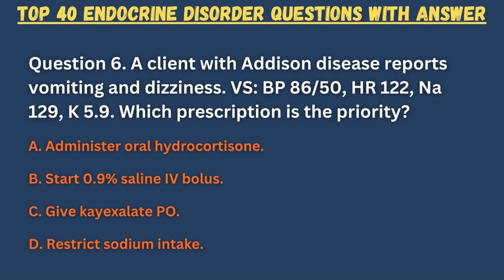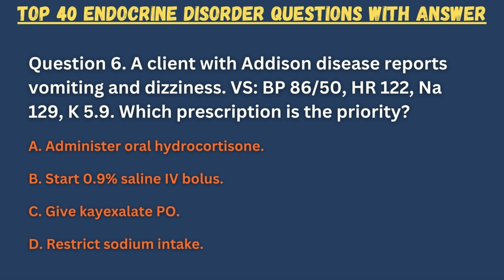Question 6. A client with Addison disease reports vomiting and dizziness. Vital signs: blood pressure 86/50, heart rate 122, sodium 129, potassium 5.9. Which prescription is the priority?